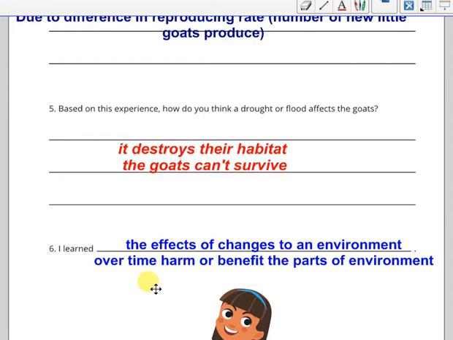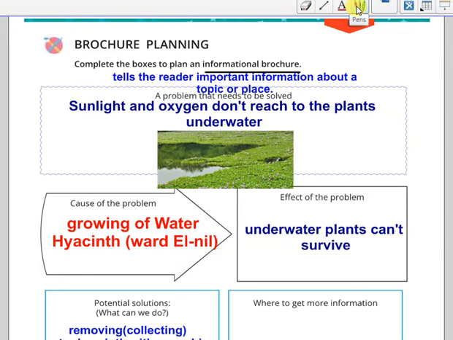Turn the page and write the date. 24-12-2020.